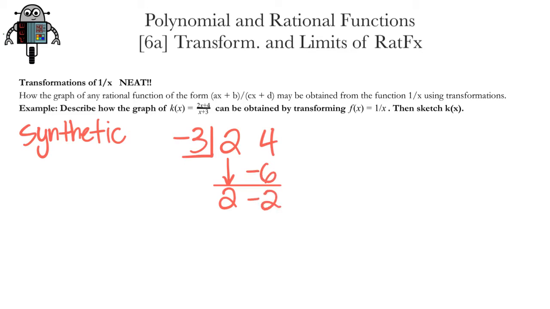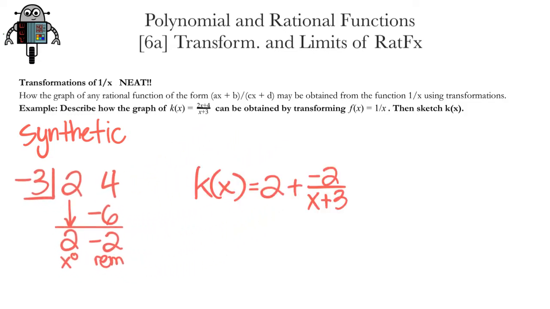Add to get negative 2, and we're done. Negative 2 is the remainder, and positive 2 is the coefficient of x to the 0. So k of x is equal to 2 plus negative 2 divided by x plus 3. Now let's identify the transformations from the inside out.